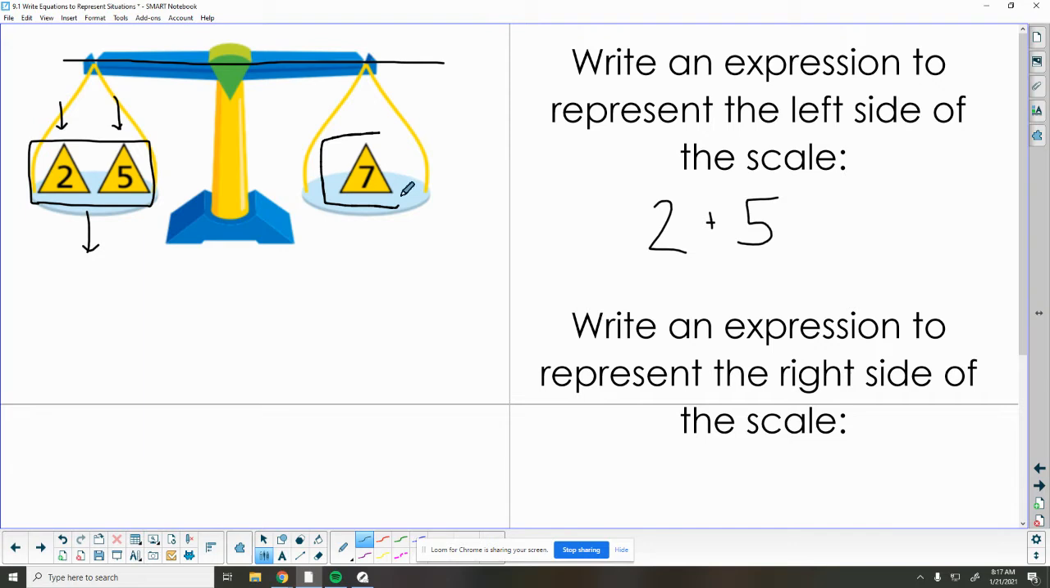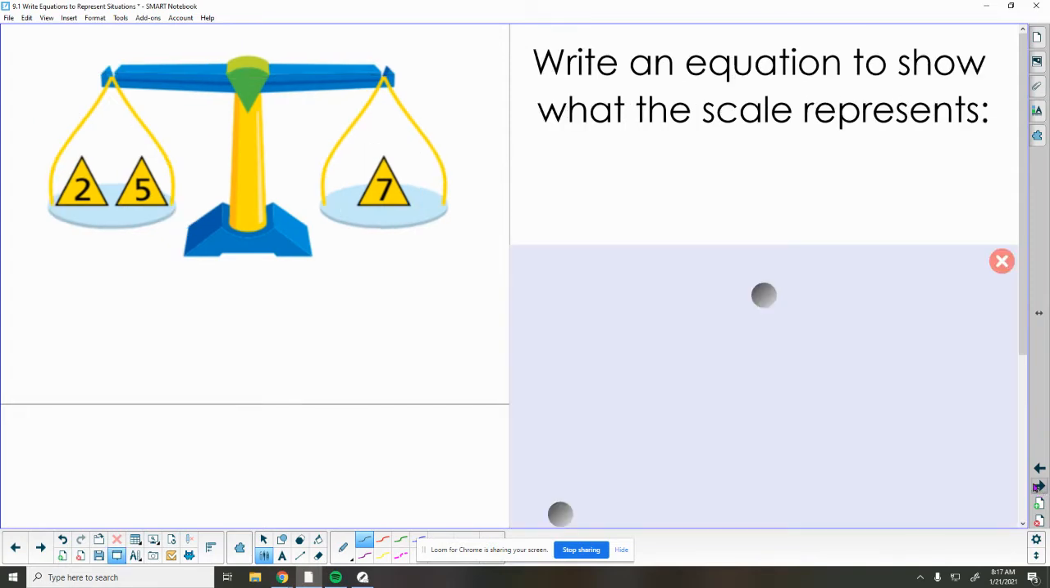So we just have this one term here. So they just placed 1 unit of 7 on here. So this one has a unit of 2 and a unit of 5 together. This one just has 1 unit of 7. So now that we have both of our expressions, we can go ahead and make those into an equation. So now we want to write this equation to represent what this scale is showing us. So see if you can write that equation.